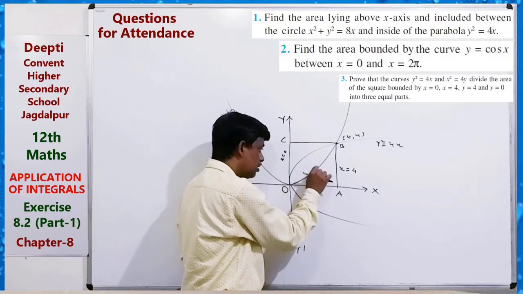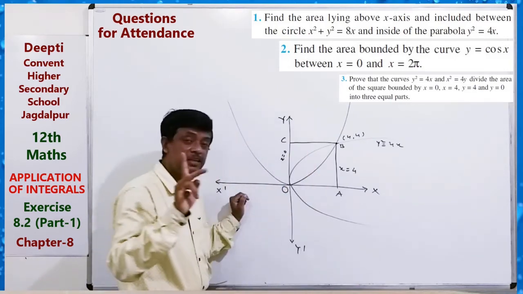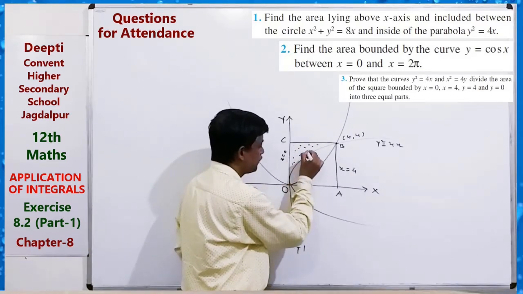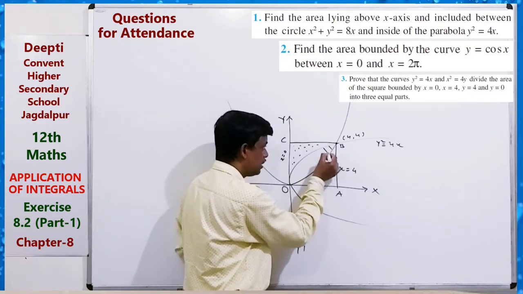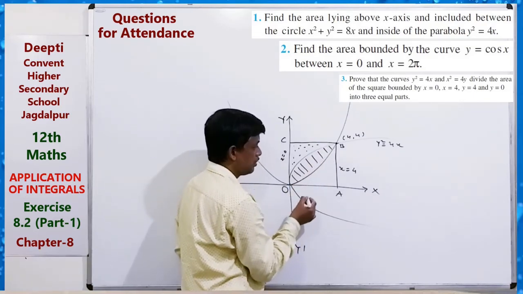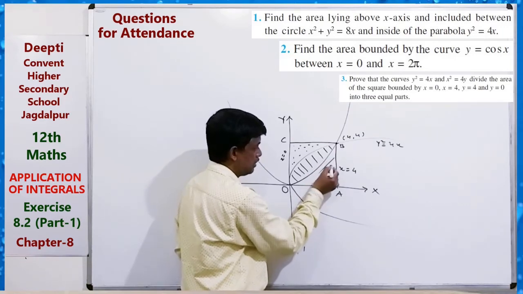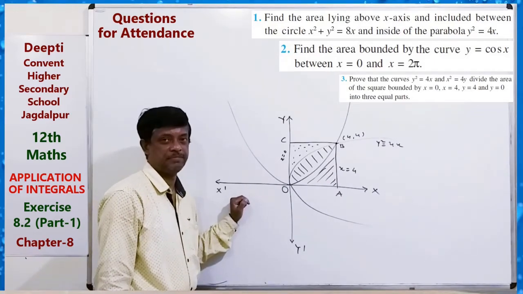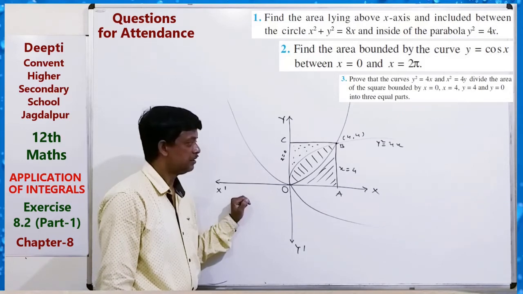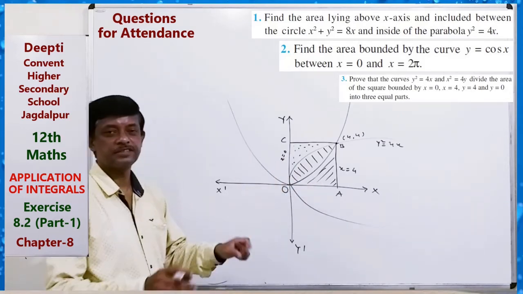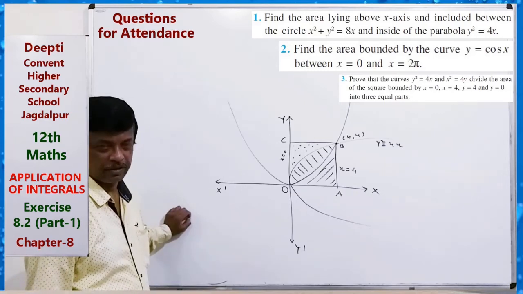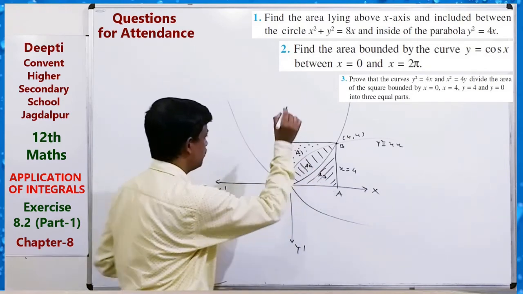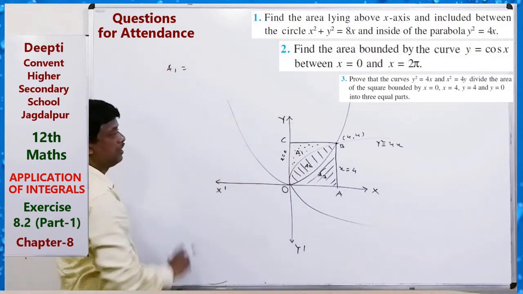These curves divide this part into 3 equal parts. 3 equal parts means this area, also this area, and this area are the same. Clear? We have to prove it. So first part A1, second part A2, third part A3. Suppose A1. How can A1 be found?